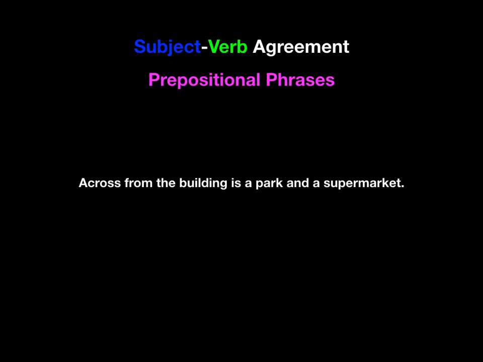In the sentence, "Across from the building is a park and a supermarket." Within this sentence, let's identify our verb. We should be able to identify is as a linking be verb. And we may think that building will be our subject. However, if we look at the very beginning of the sentence, we'll note the prepositions across from. If we know about prepositional phrases, we then can understand that everything from across from to building is part of a prepositional phrase, and therefore our subject cannot be any of those words.